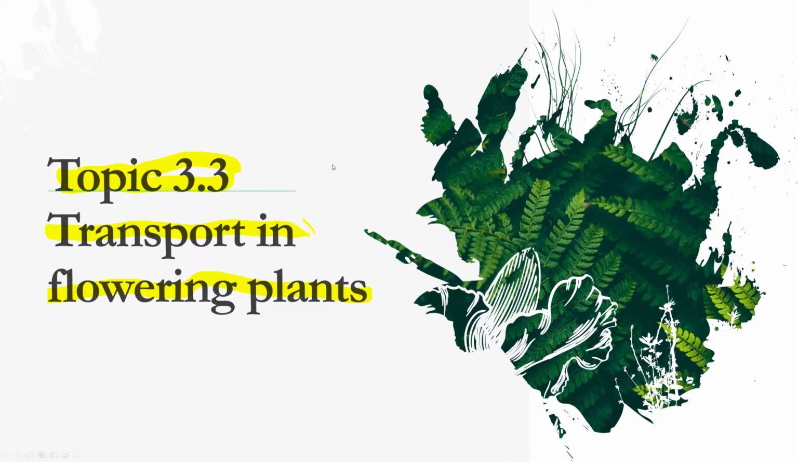Alright, so this is topic 3.3, transport in flowering plants. Okay, so this topic is basically the topic that ties everything down together. It's all about photosynthesis and its products. We're not only going to be looking at photosynthesis, but what happens before and what happens after. How does photosynthesis get the materials for it to process, and what happens to the products after undergoing photosynthesis. Okay, so that's basically the gist of the topic lah.